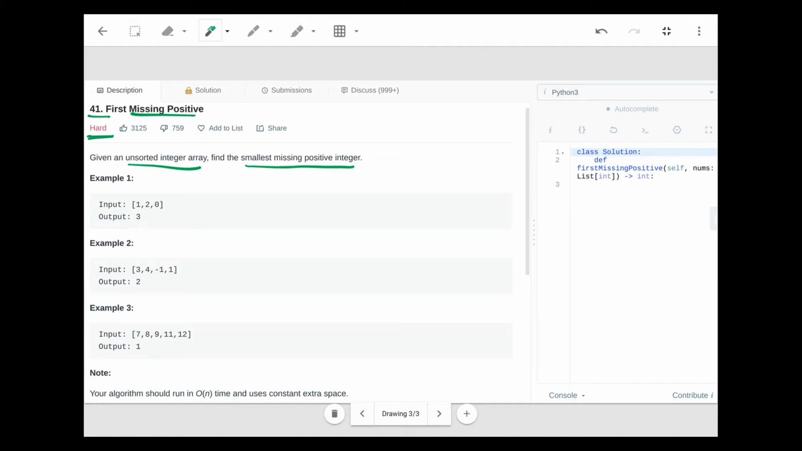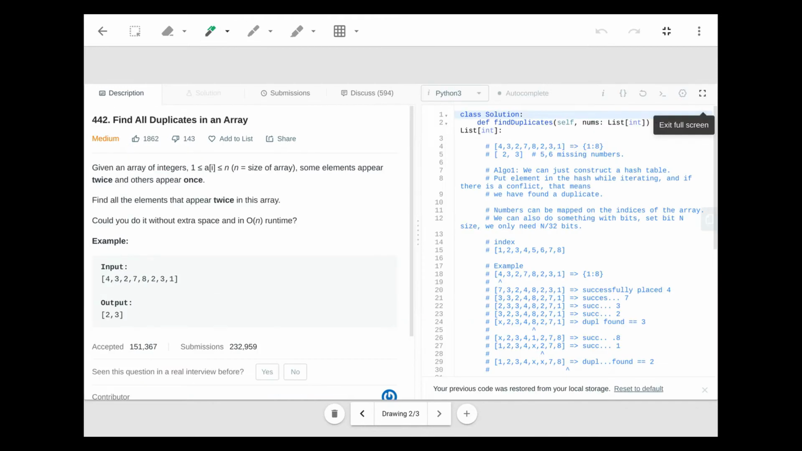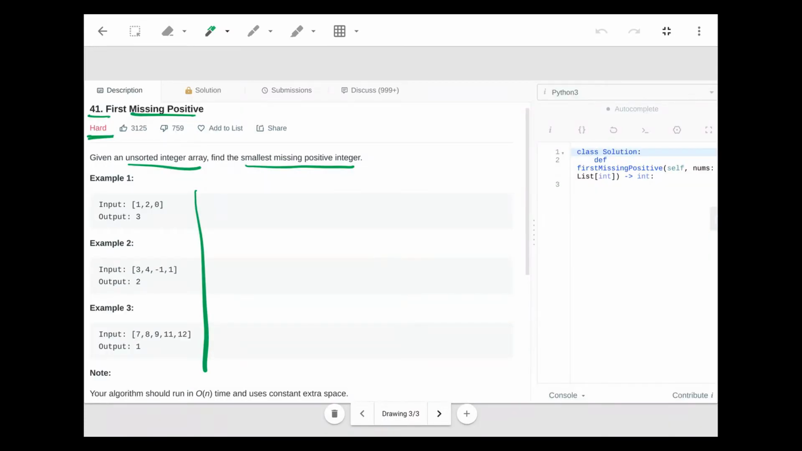If you know the technique how to do these kind of questions, you will probably recognize them in a second and you can apply that technique and solve this kind of questions. So if you see a similar question, it is a 442 question, find all duplicates in an array. So you are given an array of numbers which are bounded from 1 to n and some numbers are duplicates. So here 2 are duplicates and 3s are duplicates and other numbers from 1 to n are missing. Here 5 and 6 are missing in the array. And for the particular question in consideration, you need to find the first missing positive integer.